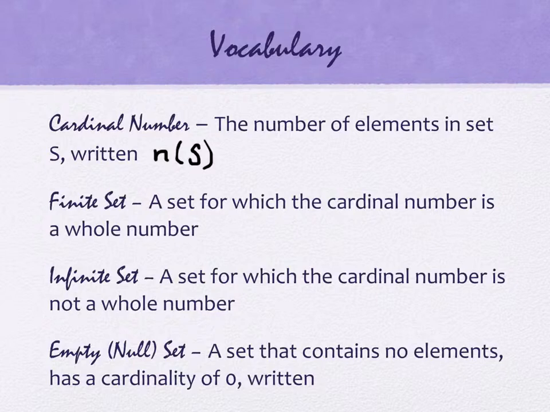All right, another one. This is a fun one. The empty or null set. Empty and null are used interchangeably, so sometimes you'll hear it called the empty set, sometimes you'll hear it called the null set. This is a set that contains no elements. It has a cardinality of 0, and it is written in one of 2 ways.